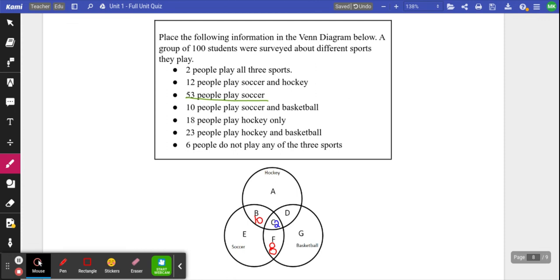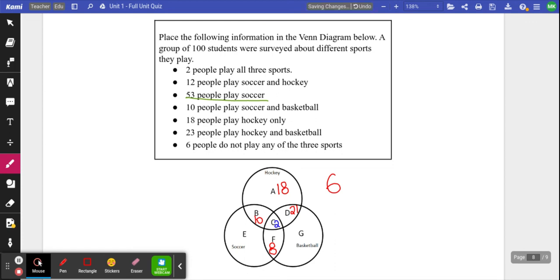18 play hockey only. That means 18 goes right there. They said only, which means there's 18 that go on that outside. 23 people play hockey and basketball. I've already counted 2 of them. That means there's 21 that go in that spot for hockey and basketball. 6 people do not play any of the 3 sports. There's a 6 on the outside.